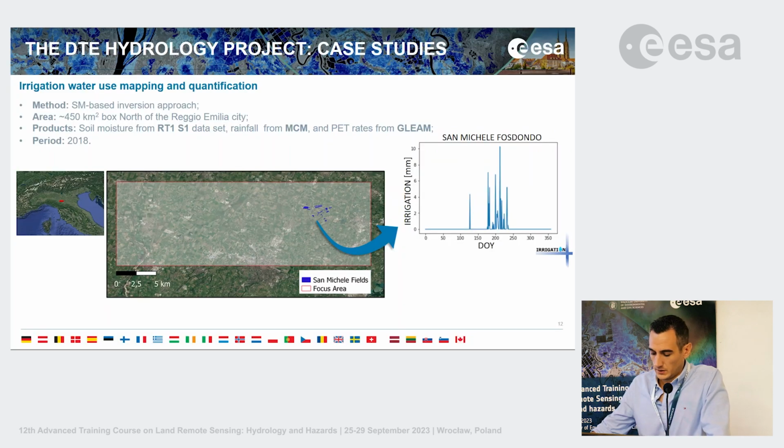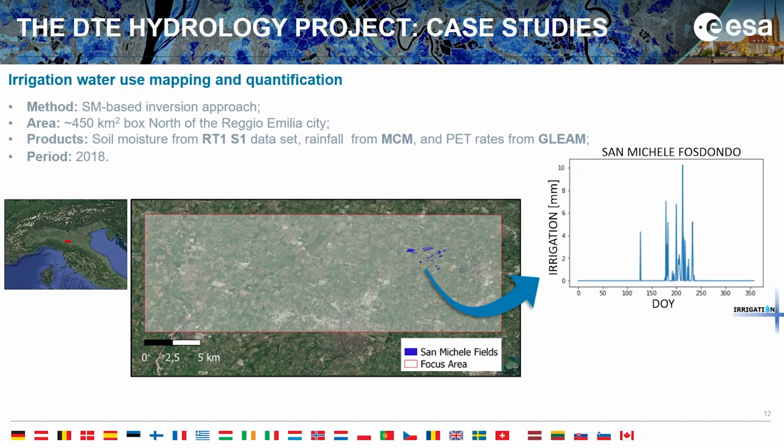So, the irrigation water use mapping and quantification, I will be short here because basically the method is the soil moisture based inversion approach that we have thoroughly explained yesterday. Here we have implemented the method with data sets from the DTE Hydrology project, so from the data cube basically, and we have selected an area located close to Reggio Emilia.